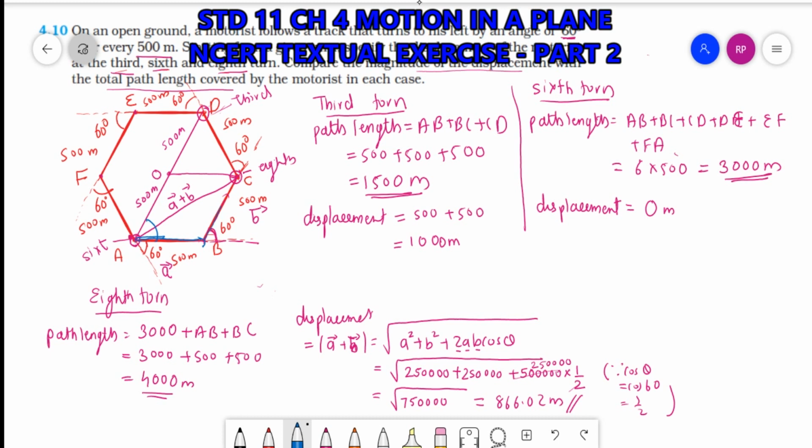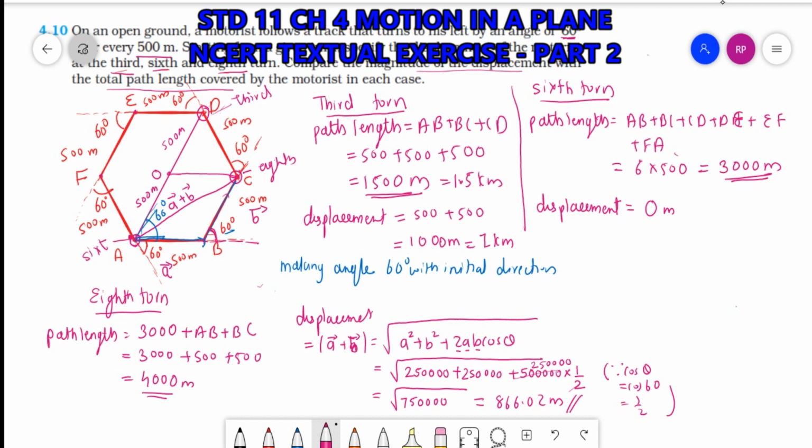Okay, so you can see here this angle and this angle both are 60 degrees, so this will also be 60 degrees. So I can say making angle 60 degrees with the initial direction. Okay, so at the third turn, the path length is 1500 meter or 1.5 kilometer, and the displacement is 1000 meter or 1 kilometer, and the direction is making angle 60 degree with the initial direction.